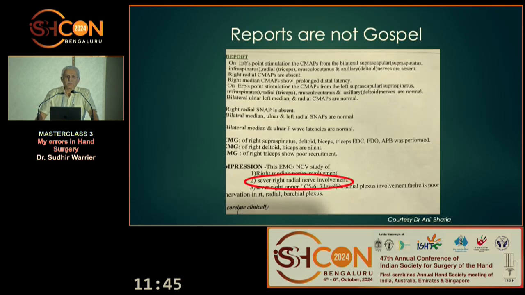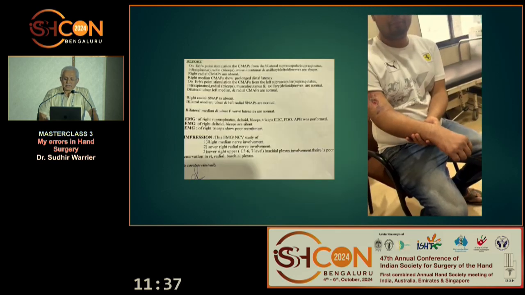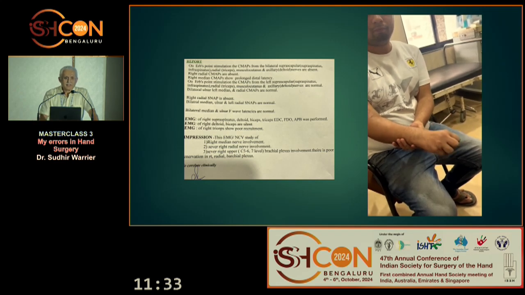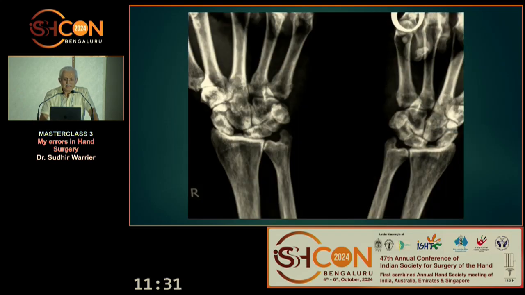So be careful about reports. This report says, and this is from Dr. Anil Bhatia, this report says severe right radial nerve involvement. What luck we didn't operate this one.